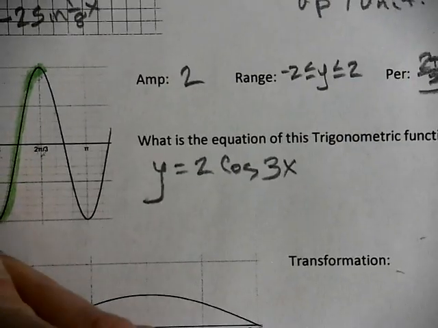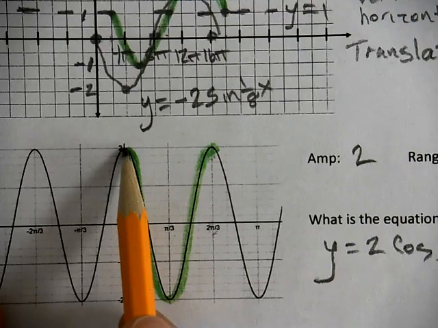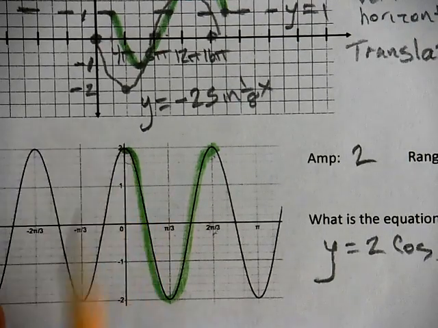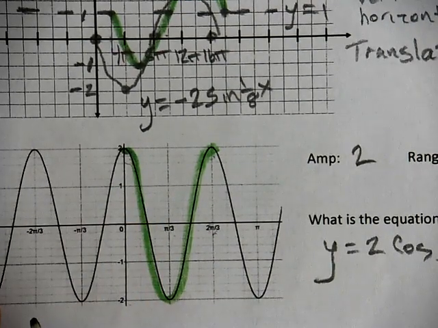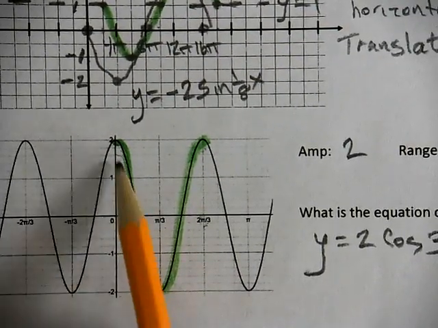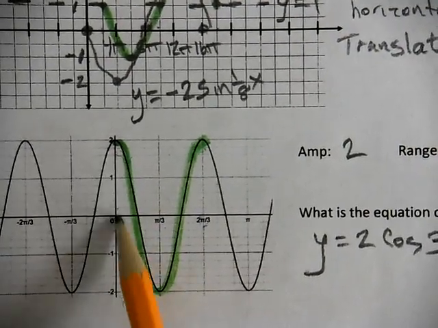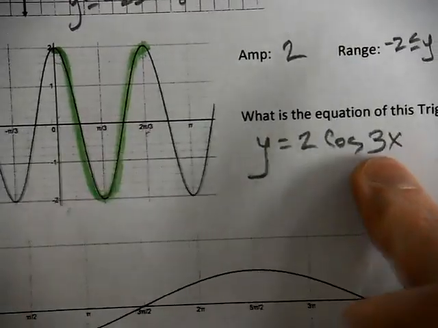There is no h value. There's no translation. It has a maximum on the y-axis, so you don't have to focus on a translation. And there's no translation up or down, since the amplitude is the same from the x-axis in both directions. So that would be it.